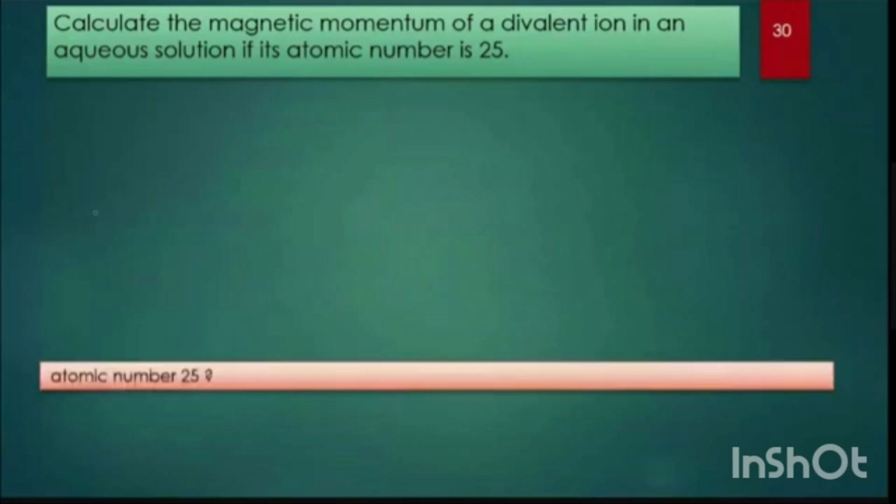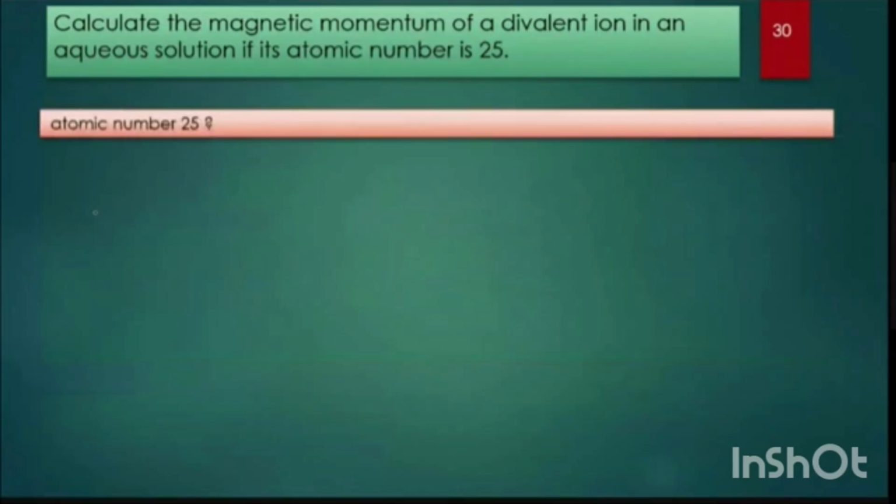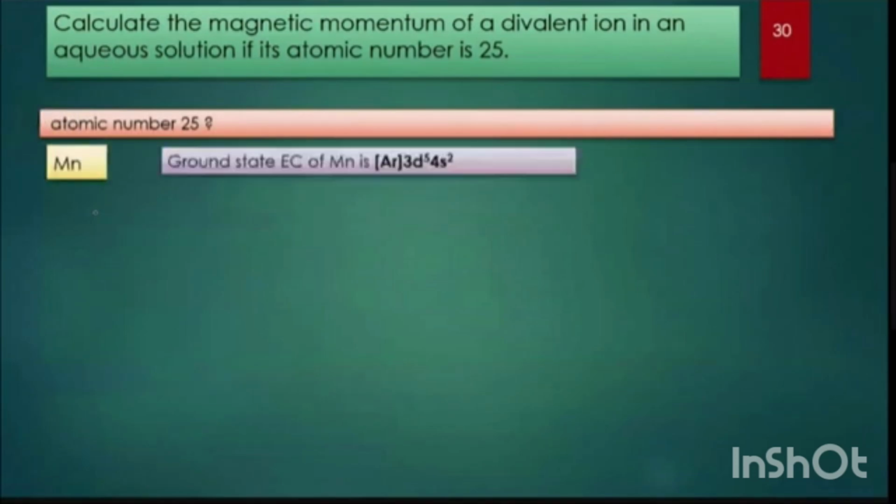If you look at the periodic table, which element's atomic number is 25? Definitely it is manganese. So if we write the ground state electronic configuration of manganese, it can be written as argon core 3d5 4s2. Whenever we write argon core, we accommodate 18 electrons. 25 minus 18 is 7. So first we have to fill the 4s orbital completely. So 2 electrons go to the 4s orbital and the remaining 5 electrons go to the 3d orbital.